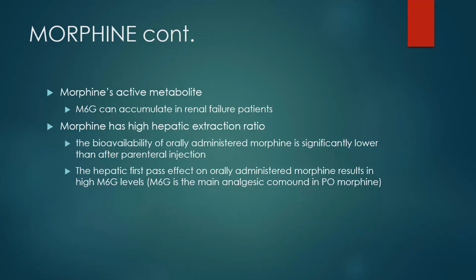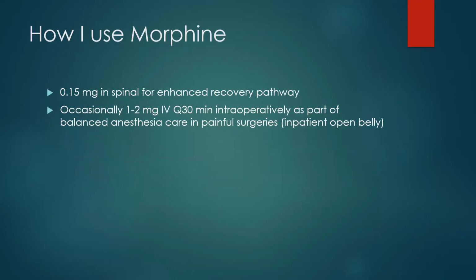But the hepatic first pass effect on PO morphine results in much higher M6G levels. And probably M6G may be the primary active analgesic when people take oral morphine. Now, don't forget M6G's accumulation and potential toxicity in dialysis patients.